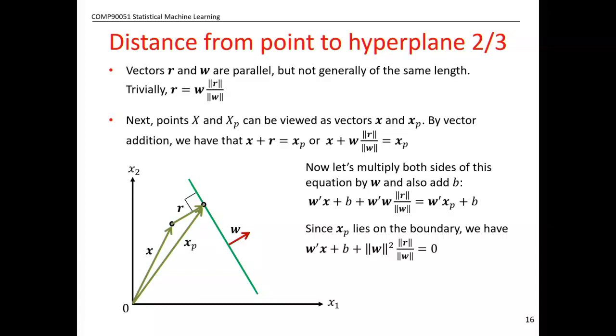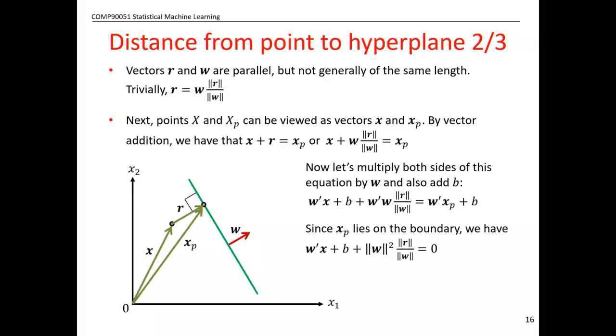Now, since xp is on the boundary, by definition of the boundary, because the boundary is defined as all of the points for which that point dot w plus b equals 0, that's how you define the boundary, the right-hand side equals 0. So by taking a dot product with w and then adding b, I've actually killed off the right-hand side altogether. So I got rid of xp, which is what I was trying to do all along.